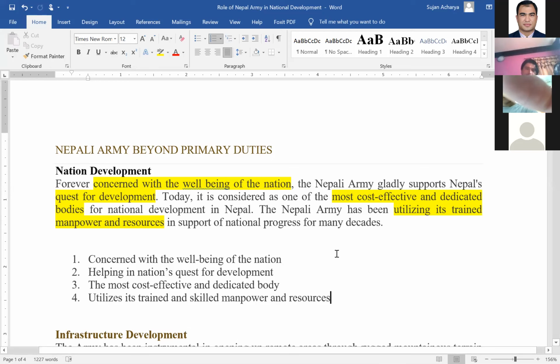So have you seen what I have written? Yes, sir. Okay, now rather than going through the paragraph, if you go through this, it will help you a lot. You will be reading and revising it a lot. And the single paragraph will help you to begin your paragraph for any question related to Nepal Army and its role. These 4 sentences will be your introductory section.